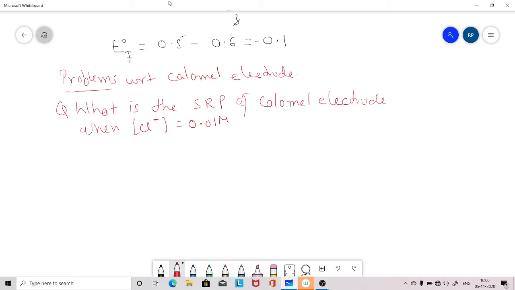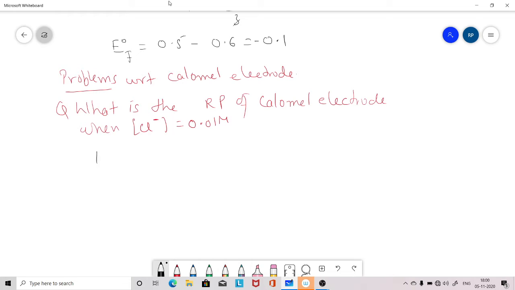One more thing, I should write it as only reduction potential. Rp is the reduction potential here, not the standard one, because standard means 1 molar and all that. So we are just talking about the reduction potential of calomel electrode when chloride ion is 0.01 molar here. Now how to solve this one?